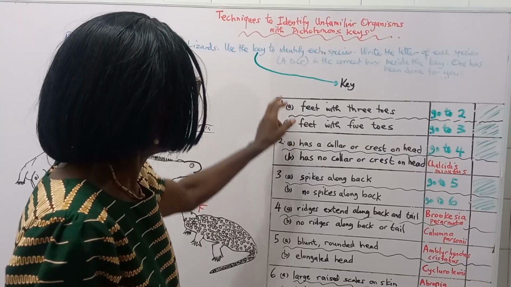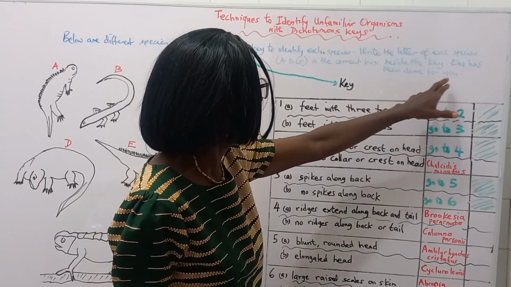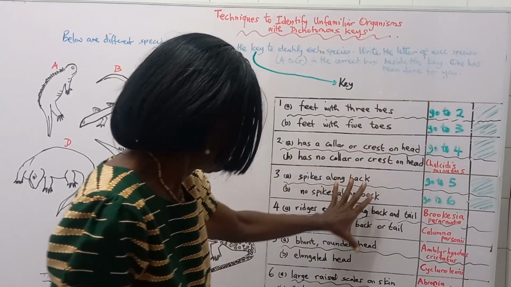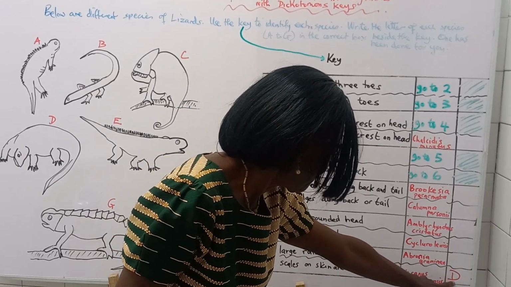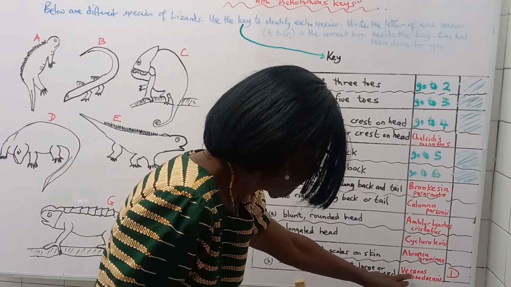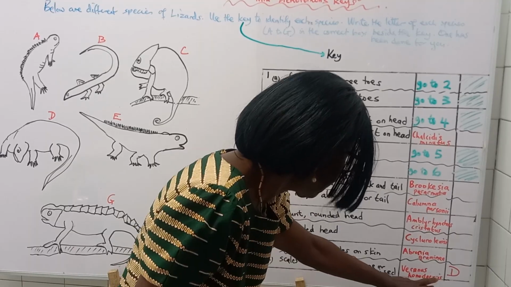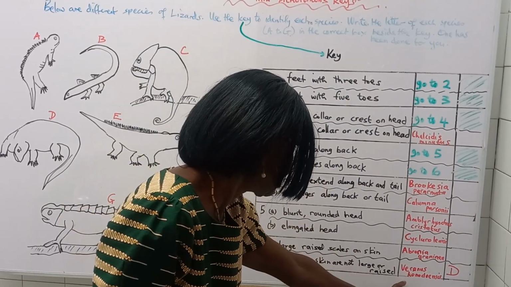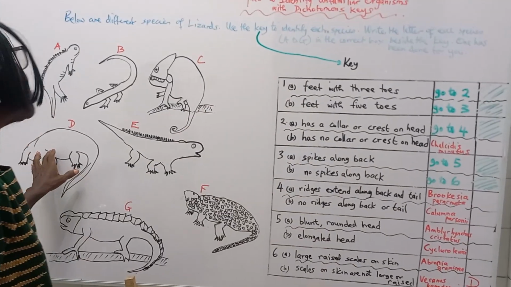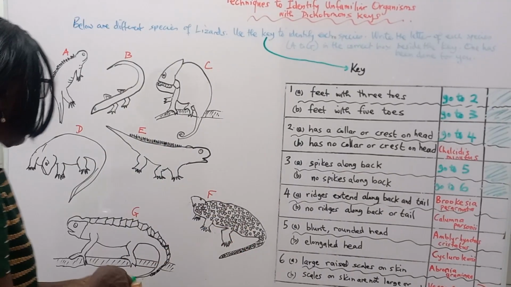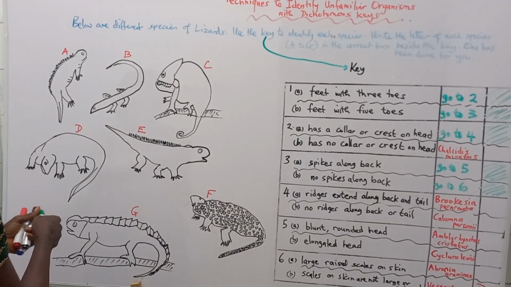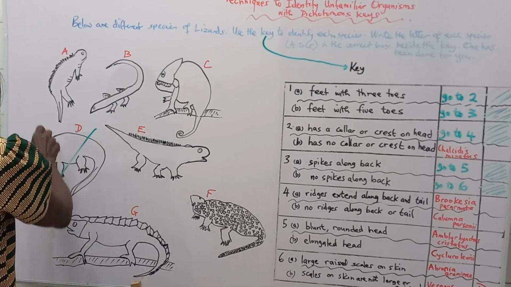And we are told one has been done for you. So if you look through, the last one here has been done for you. We have the species Varanus comediosus, and this lizard is D. So this one has been done for you. So the technique is cancel out this one neatly so that this one doesn't worry you.